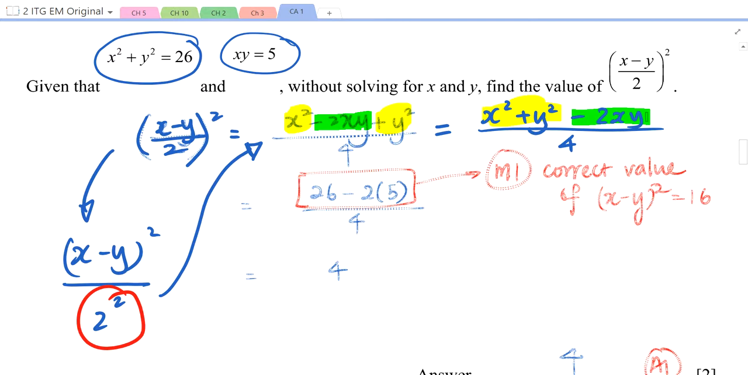Okay, so x squared plus y squared, we got it from the question, which is 26. Minus 2xy, okay, we see that xy is equal to 5. This part is equal to 5. So minus 2 times 5. As long as you get the numerator correct, I give you 1 mark already. Then you divide it by 4, you get 4.